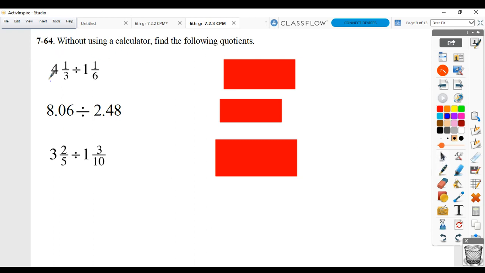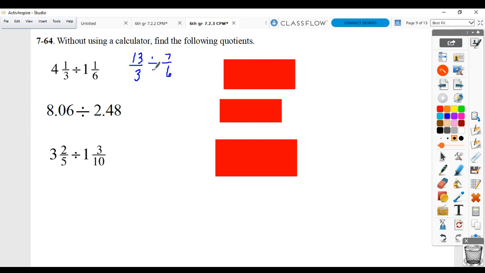So what you should do first is we need to have them set up as a fraction divided by a fraction. Right now we have a mixed number divided by a mixed number. So 4 1/3 would change to 13 thirds. Again, that's taking the denominator times the whole number plus the numerator, putting it over the denominator. That should be in your workbook. And then for the second one, that would be 7/6.